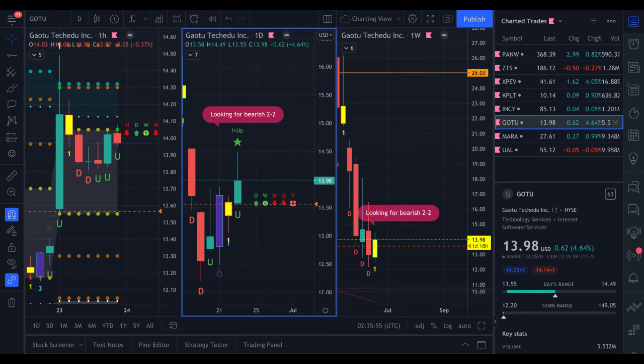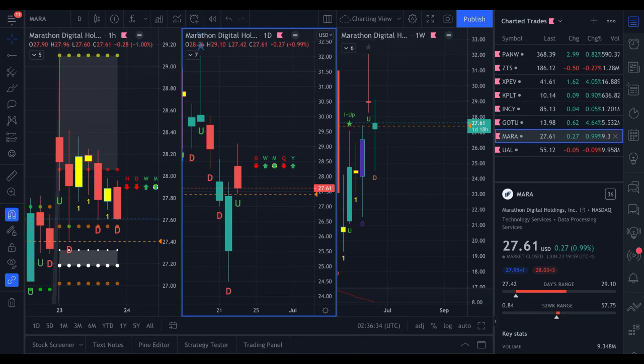Next up is GoTo. I'm looking for a bearish 2-2 reversal, and this is a shooter, as they call it. A lot of price rejection to the higher prices, and then in this case, it did end up, but wasn't able to maintain those higher prices. So this was technically a 312 bullish reversal, but I am looking for the 2-2 reversal to the downside here.